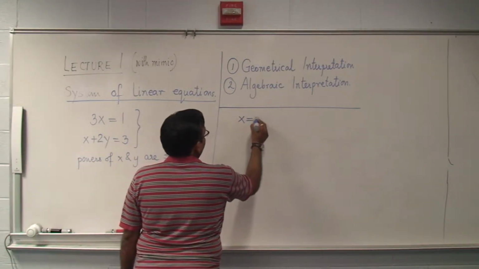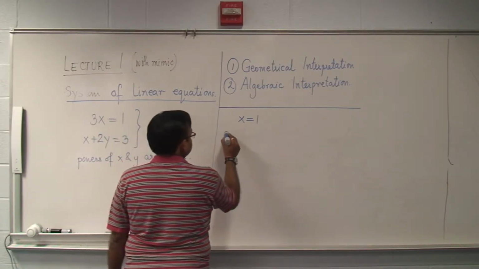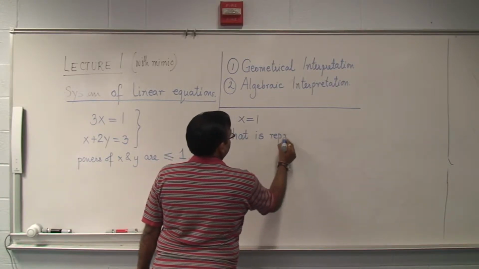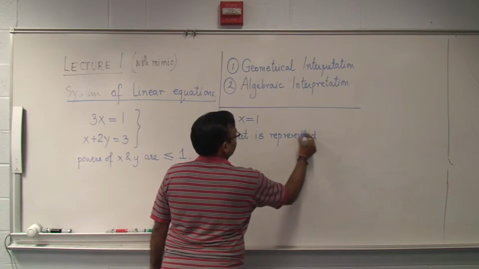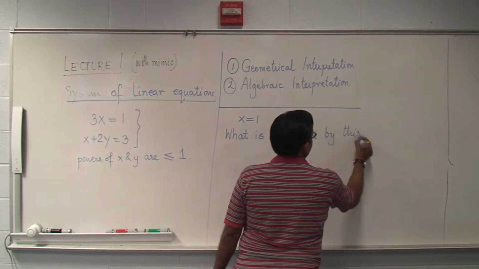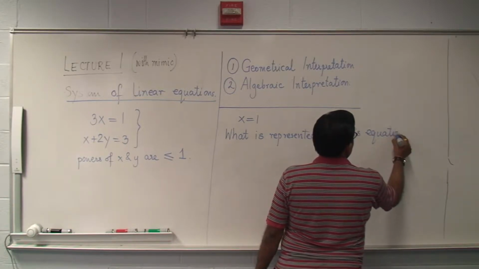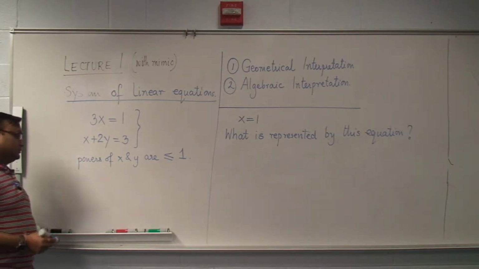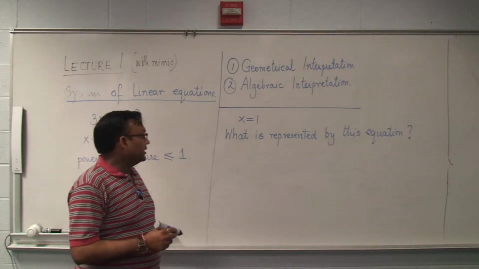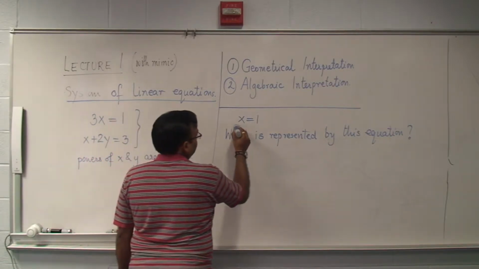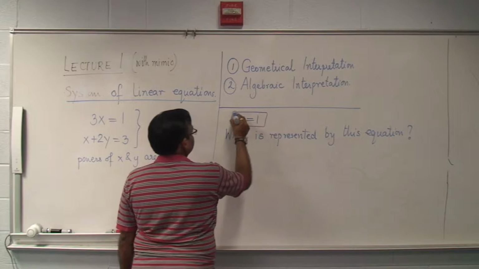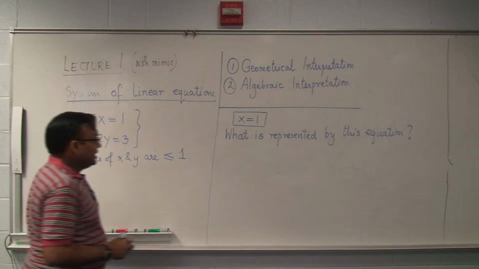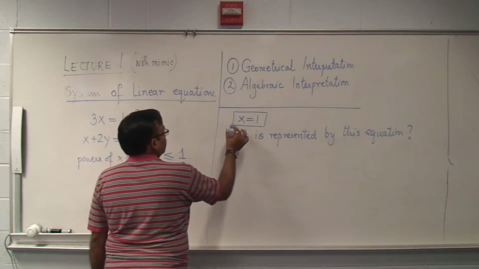So let's come back to a simple question. When I say x is equal to 1, what exactly does this represent? The question we are interested in is, what is represented by this particular equation? When we first pose this question, depending on what level you are at, you might have different interpretations, and that is what we are interested in: how exactly do you interpret x is equal to 1? Does it represent a point? Does it represent a line? What does it actually represent?